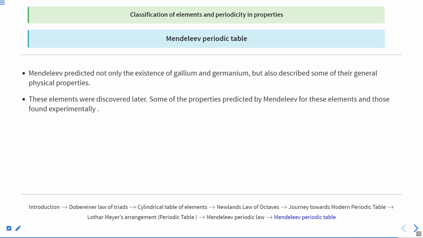So this was the beauty of Mendeleev. He not only predicted that this element will be found in the future, he also predicted the physical and chemical properties of those elements. So this is something very unique to the Mendeleev table. This is strange.